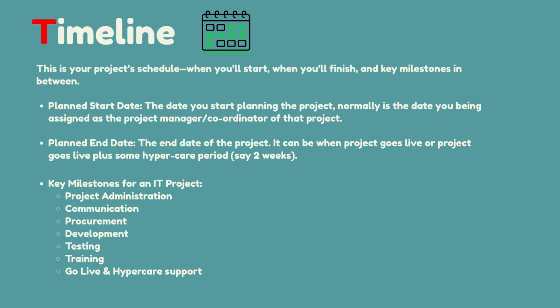Now let's move to timeline. Timeline is your project's schedule, when you'll start, when you'll finish, and key milestones in between. Plan start date is the date you start planning the project. Normally it is the date you are assigned as the project manager or coordinator of that project.